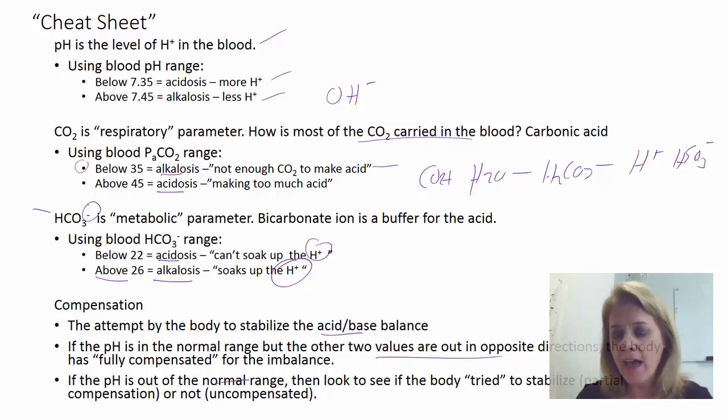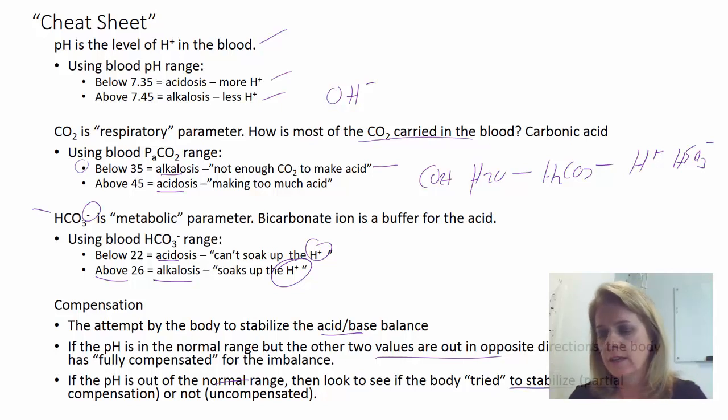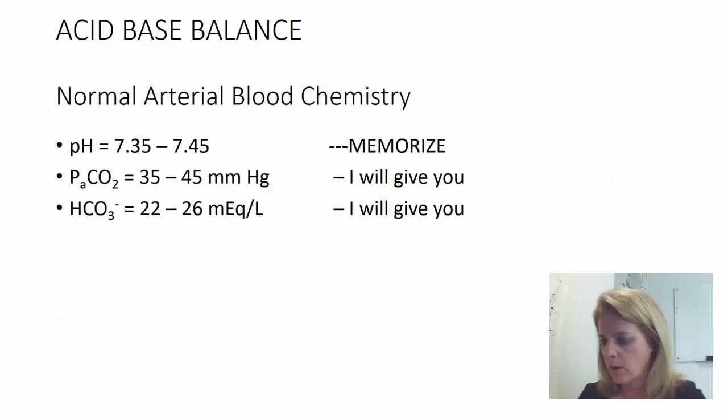If pH is out of the normal range, you look to see if the other system is even trying. I know it's really kind of hard to make sense of that until you actually do the problem. So we're going to do some problems, and I think the fog will lift and it'll make a little sense. Now, remember, you've got to know your normal blood chemistry.